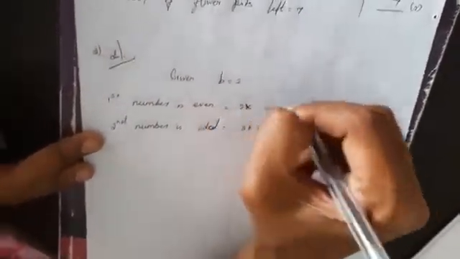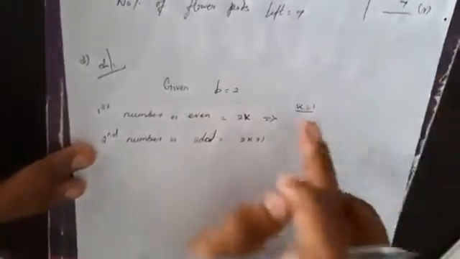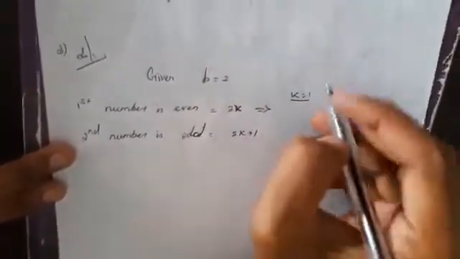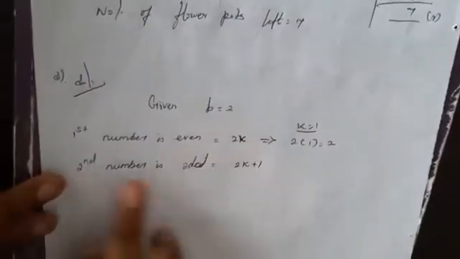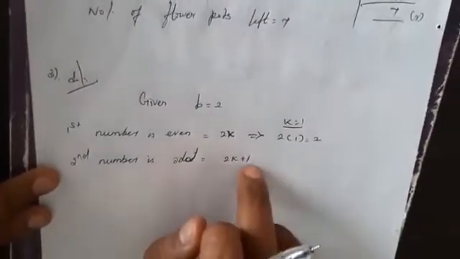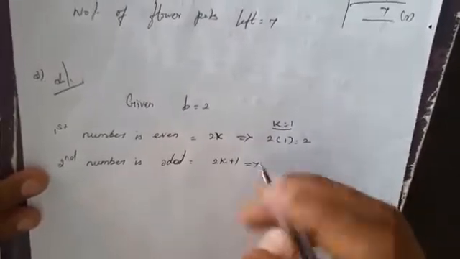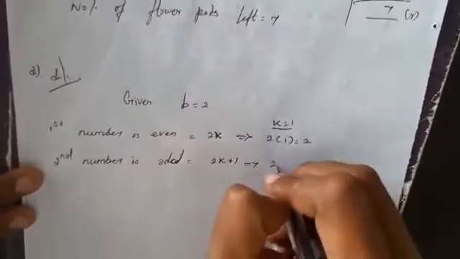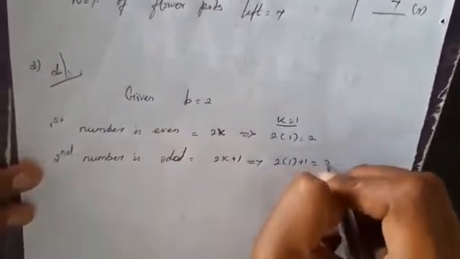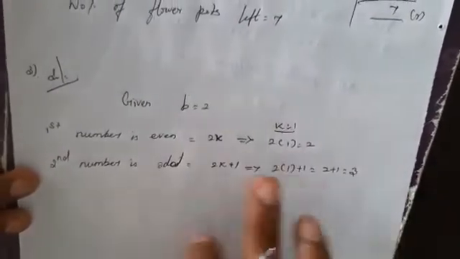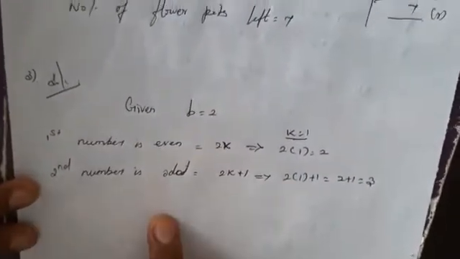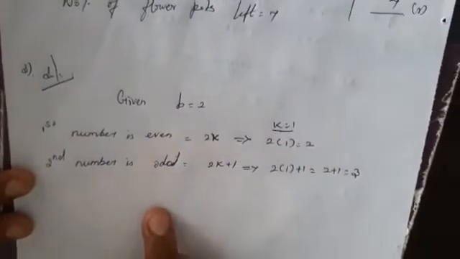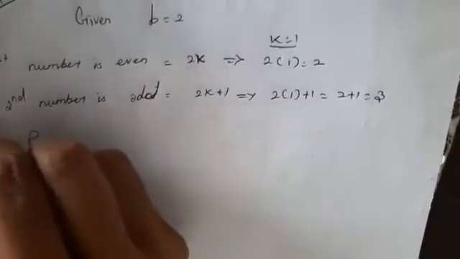So suppose I put k is equal to 1. That answer is 2 into 1 is equal to 2. Second number is odd, so 2k plus 1. K is equal to 1. 2 into 1 plus 1 is equal to 2 plus 1 is equal to 3. That is an odd number. Next, product of two consecutive positive integers.